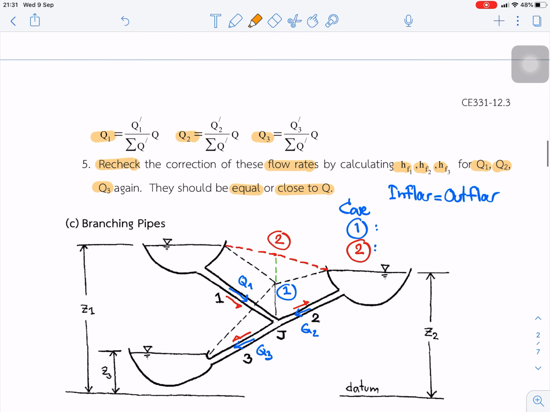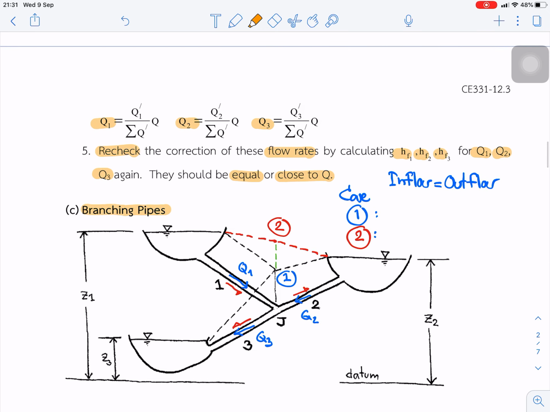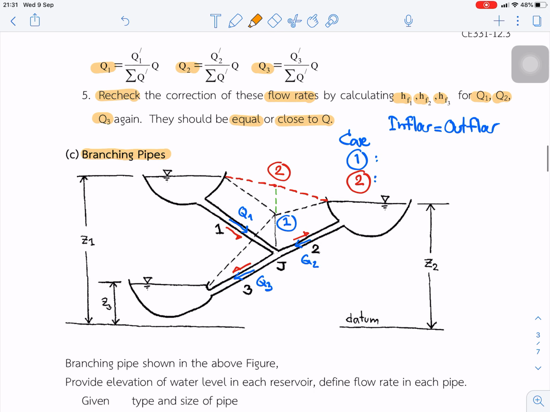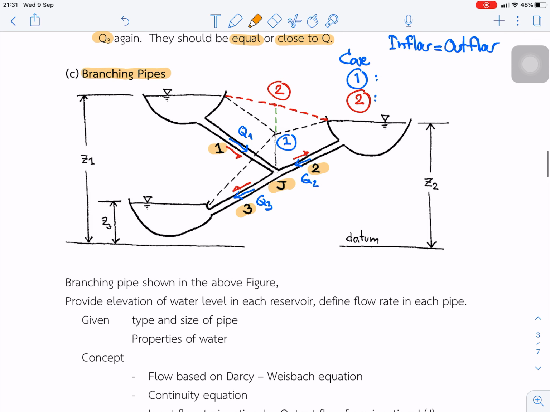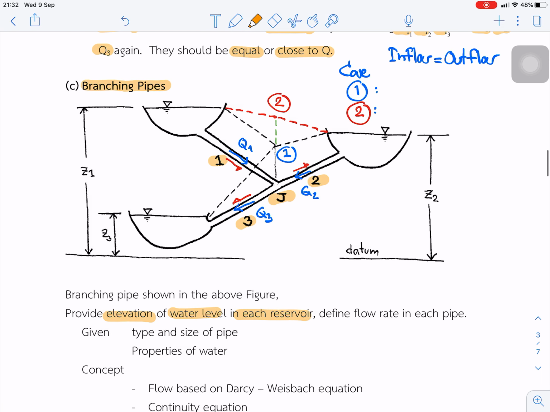The next pipe system we call the branching pipe. Okay, in this case there is pipe 1 connected to pipe 2 at the junction, and pipe 2 connected to pipe 3 at the junction. So, provided the elevation of water level in each reservoir, we can define the flow rate in each pipe given the type and size of the pipe and property of the water.